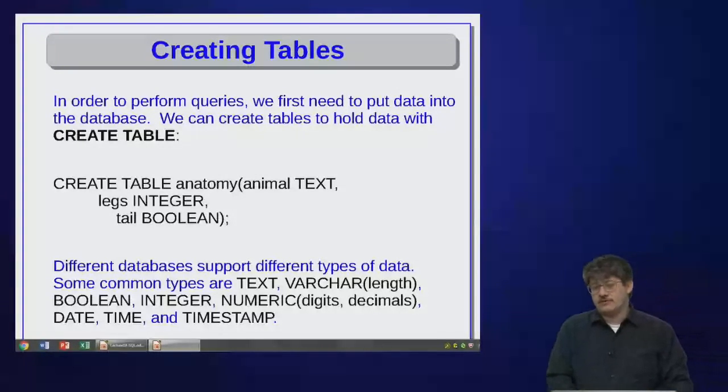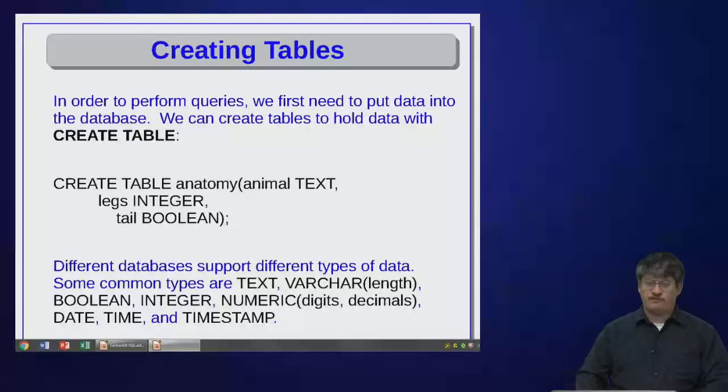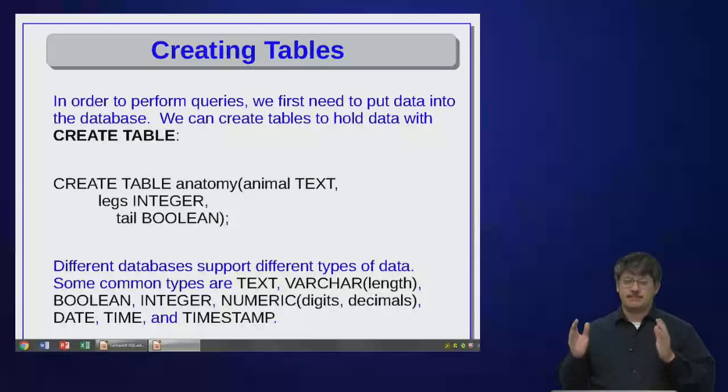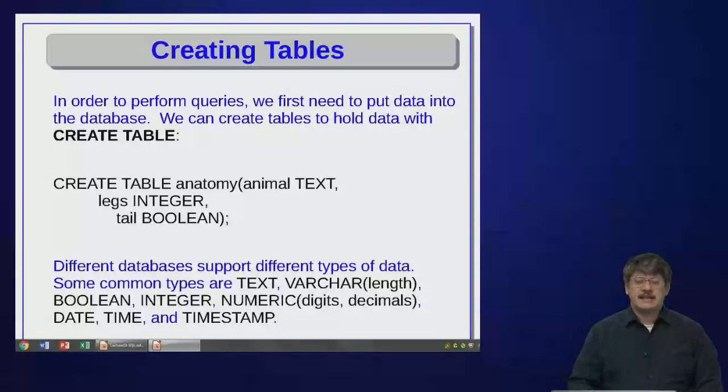Different databases support different types of data. So some common types are text, integer, Boolean. There's also varchar, and in parentheses you put a number. That's sort of like text, except it has a maximum length. So I could say varchar of 20, and that would only accept strings of length 20 or less. Using varchar has some performance advantages. It makes your database a little bit faster than using text. Numeric of digits, comma decimals will let you store floating point values. And also, a lot of databases support a date, a time, and a timestamp type.